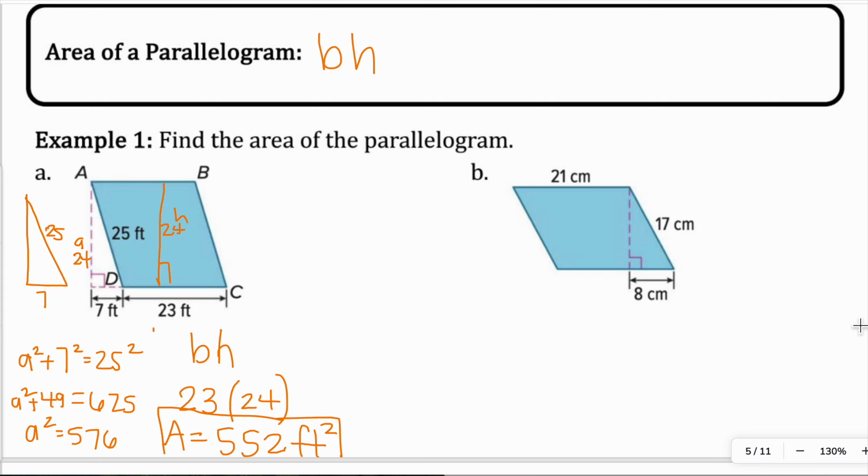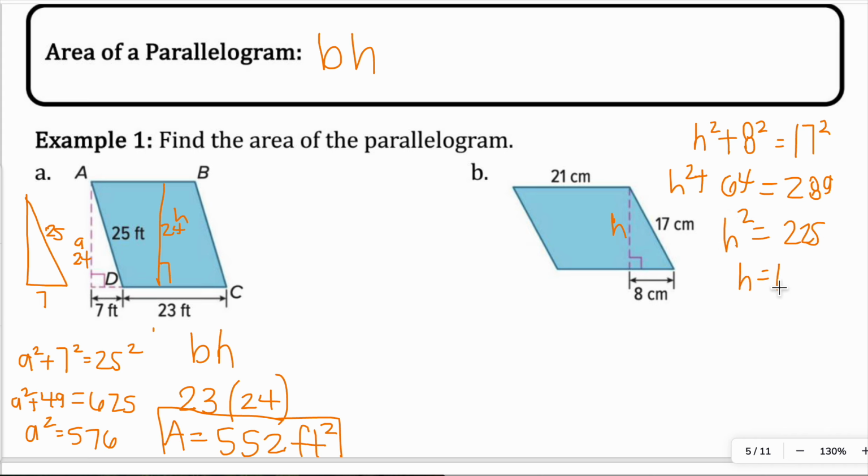Okay, same deal here. Maybe looking at this triangle here, I'm trying to figure out my h, which is another leg of the right triangle. So you can call that h squared plus 8 squared is equal to 17 squared. 17 squared is 289. 8 squared is 64. 289 minus 64 is 225. So h is 15. So then I'm just using base 21 and 15 height. And I'm going to get 315 square centimeters.